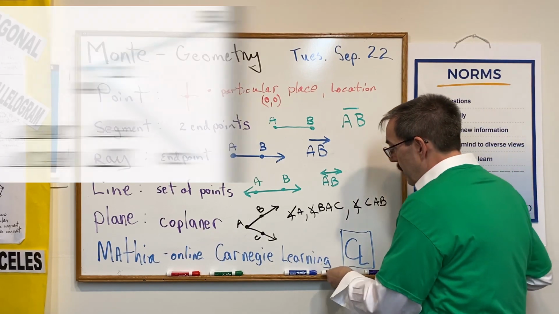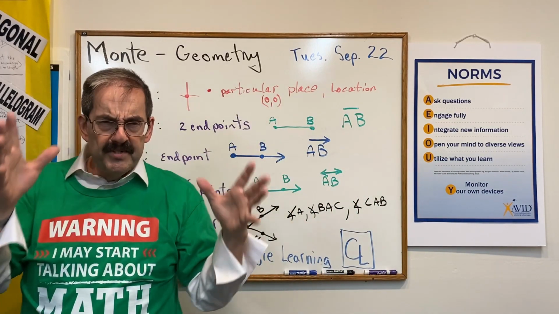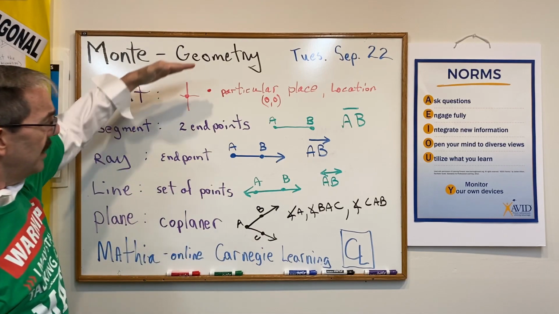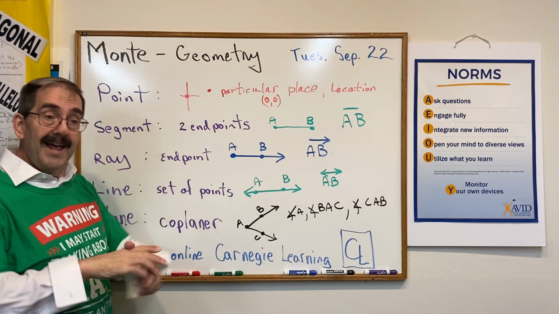Okay, so that's what we did in class today. We recapped shapes and the characteristics and notation. Talked about more notation, all right?